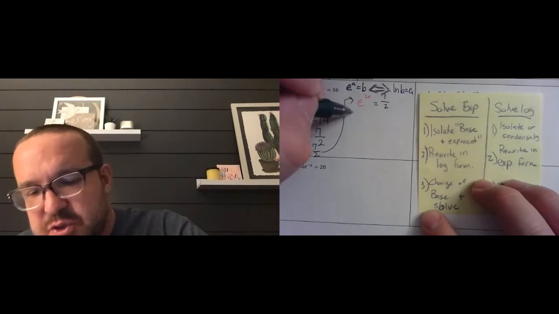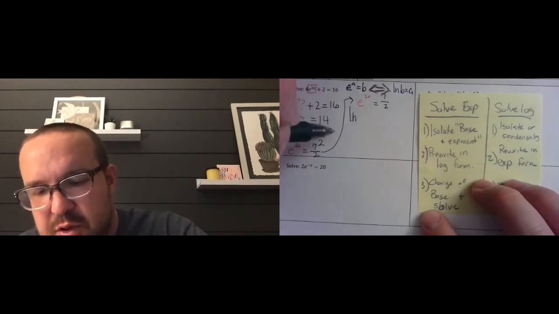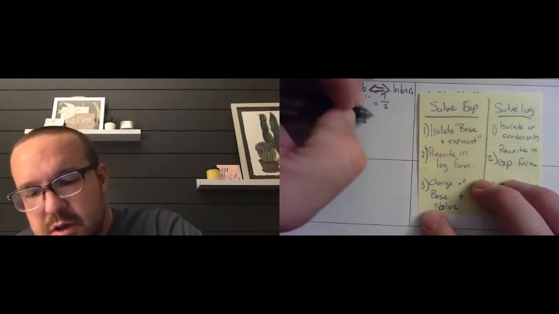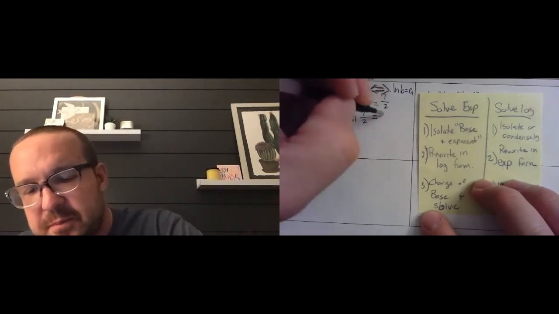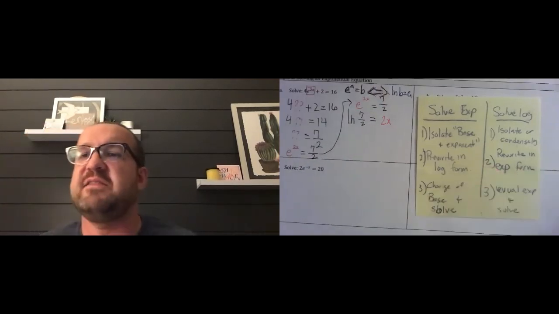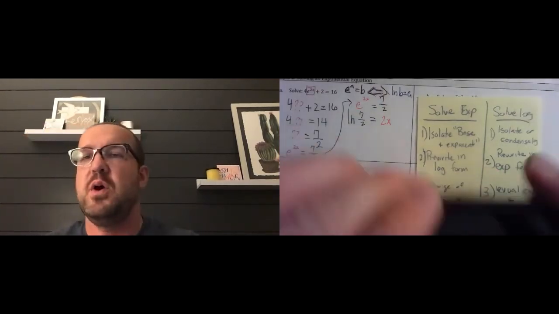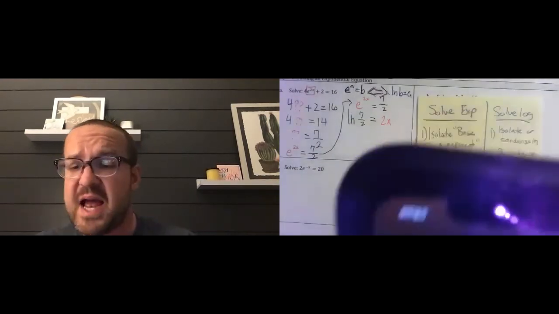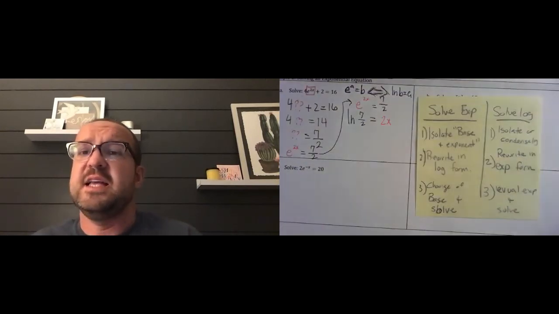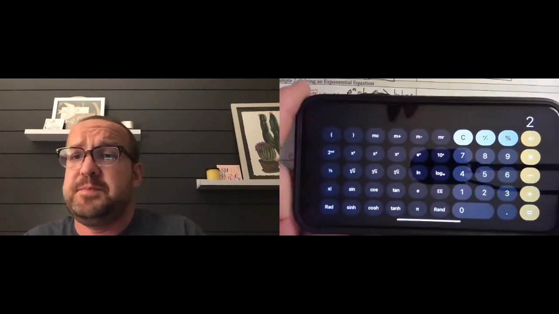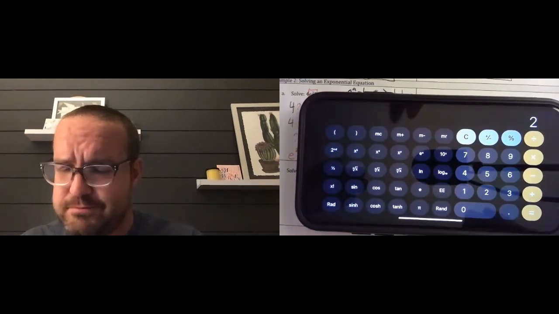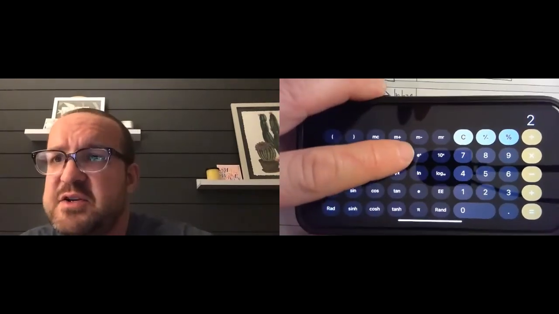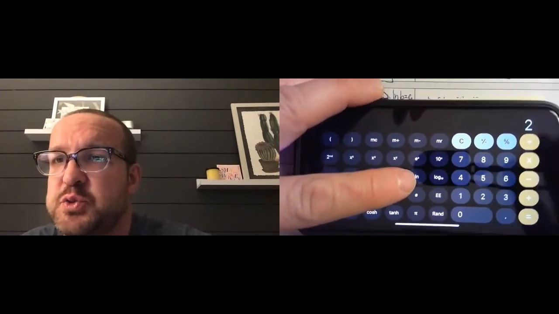So I have the natural log of 7/2 equals my 2x right here. Now I have something that I can put into the calculator. The natural log button is very close to your e button. If you know where the e raised to the x is, just below it is my natural log.